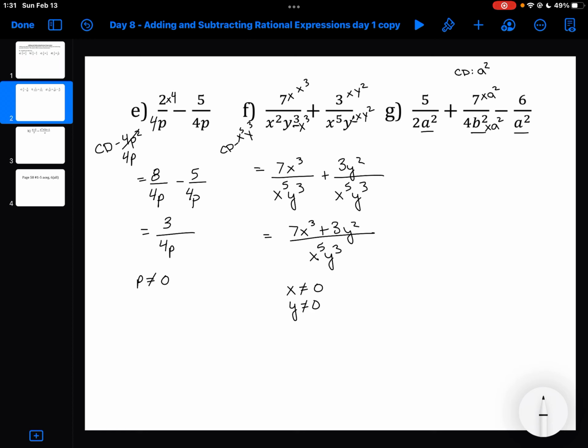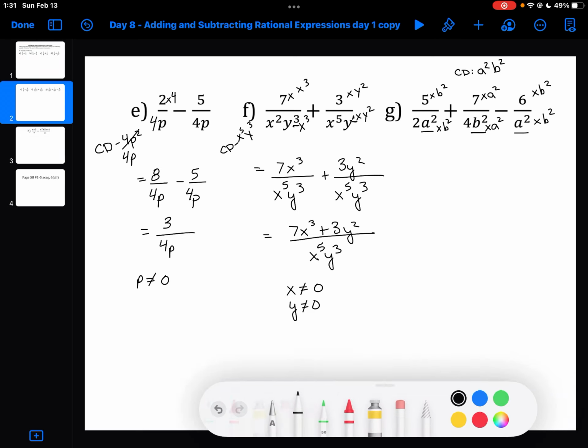The other variable that I have is a b squared, which is the highest exponent. So I need everything to have a b squared. I'm going to multiply the last fraction by b squared and the first fraction by b squared. So that's taking care of all my variables.